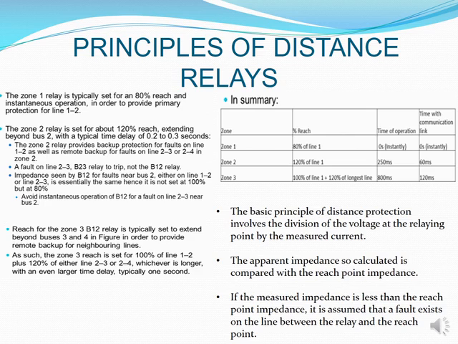However, if your measured impedance is more than your reach point impedance, and your largest reach point impedance, as you can see from here, would be your zone 3, then it means your fault exists outside your line between the relay and your reach point, and therefore that will not be picked up. If a fault occurs in your system, this protection will not pick it up because it's outside even your zone 3 reach point.